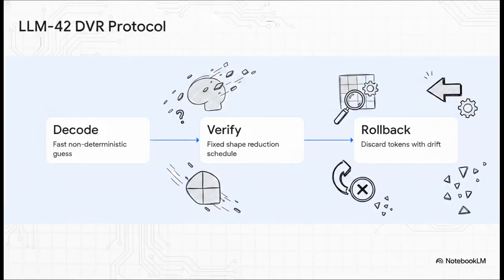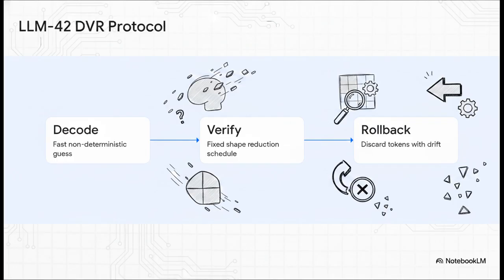What about environments where we still have to use legacy GPU clusters? Well, we achieve this using the LLM42 framework, which introduces this really ingenious protocol called Decode Verify Rollback, or DVR. It's basically a three-step dance. Step 1 is decode. The AI uses the fast, non-deterministic GPU gambler to rapidly generate candidate tokens. Just a fast guess.